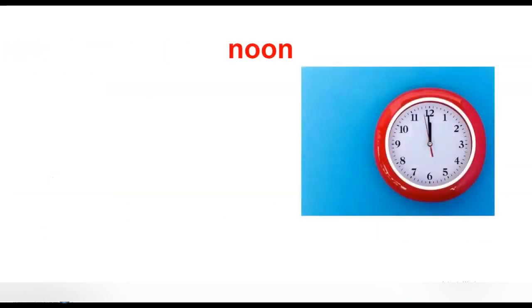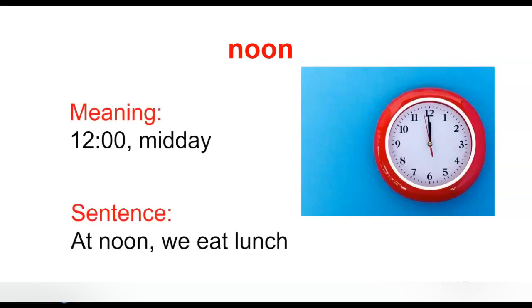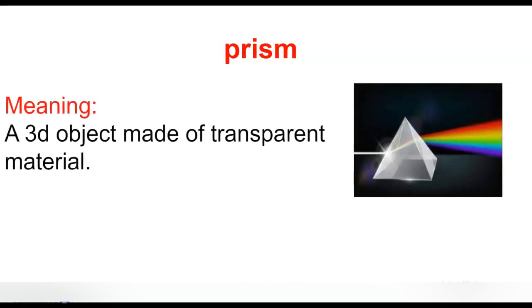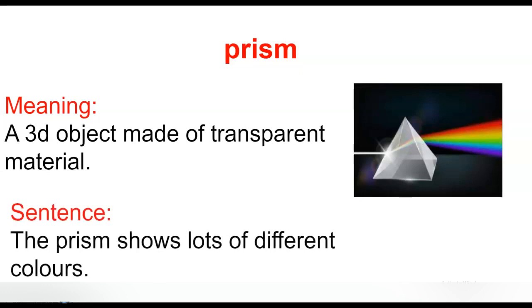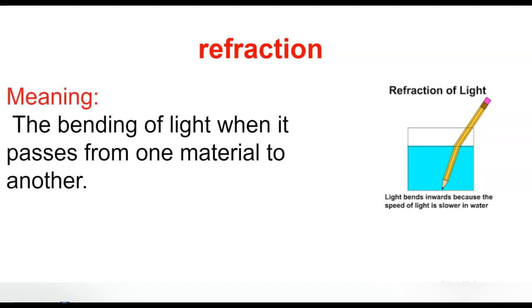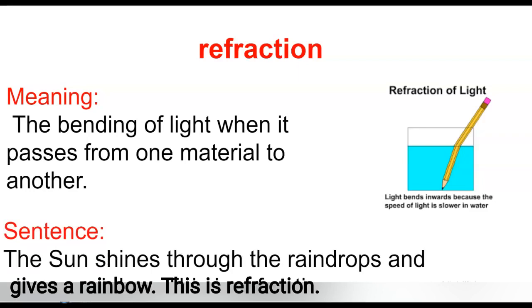Noon. What time is it? Well, it's 12 o'clock or midday. At noon, we eat lunch. Prism: a 3D object made of transparent material. The prism shows lots of different colours. Refraction. Look at what's happening to the pencil. The bending of light when it passes from one material to another. The sun shines through the raindrops and gives a rainbow. This is refraction.